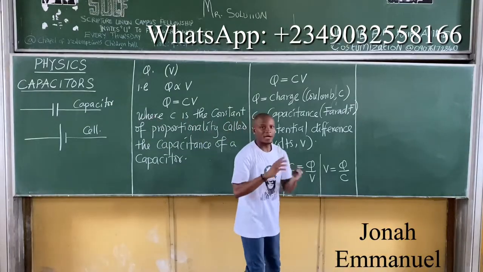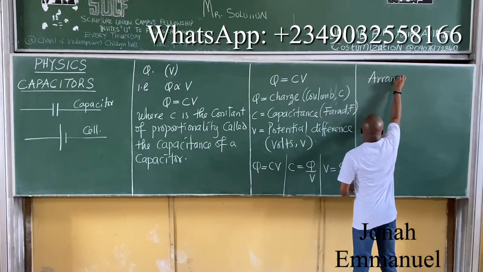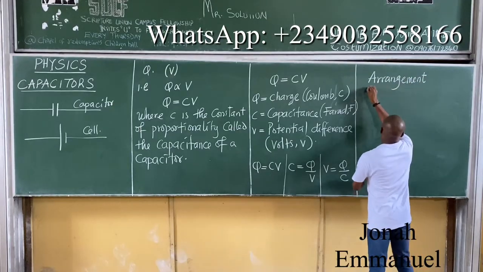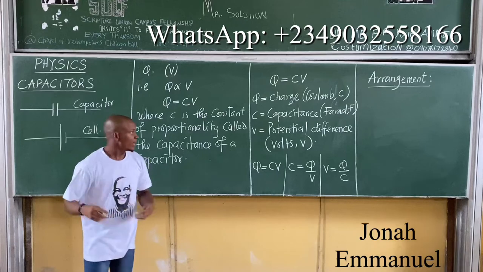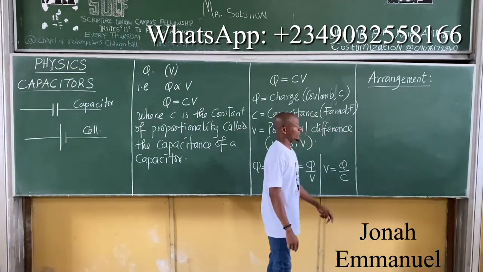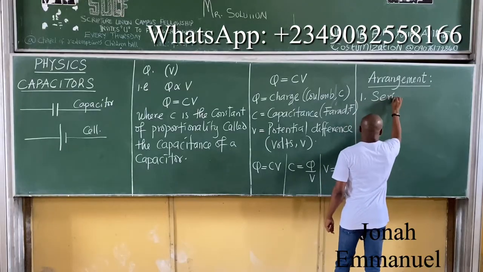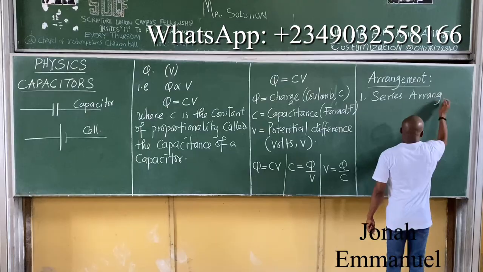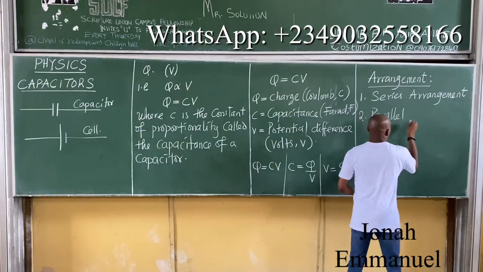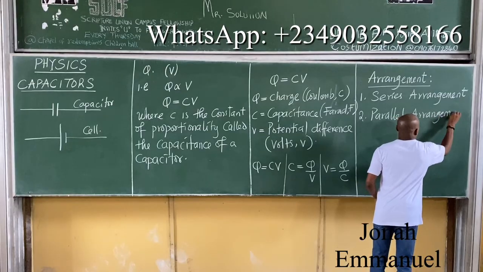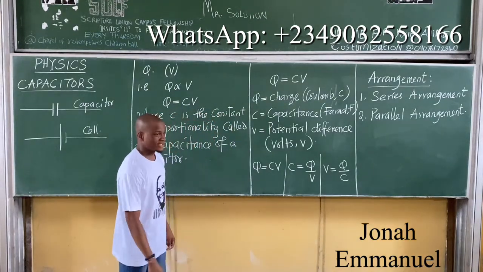Next is the arrangement of capacitors. Capacitors can be arranged in two ways. Number one, series arrangement. Number two, parallel arrangement. Let's discuss that, please.